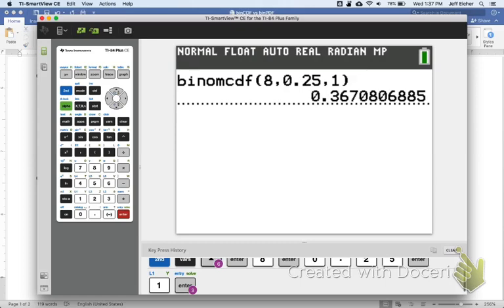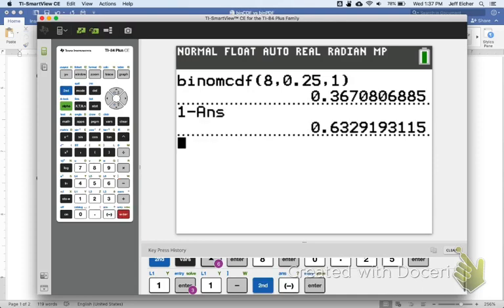Paste that in there, and that's the probability of getting 0 or 1. But since we want at least two, we have to do 1 minus that answer. So the probability of at least 2 is 0.633.